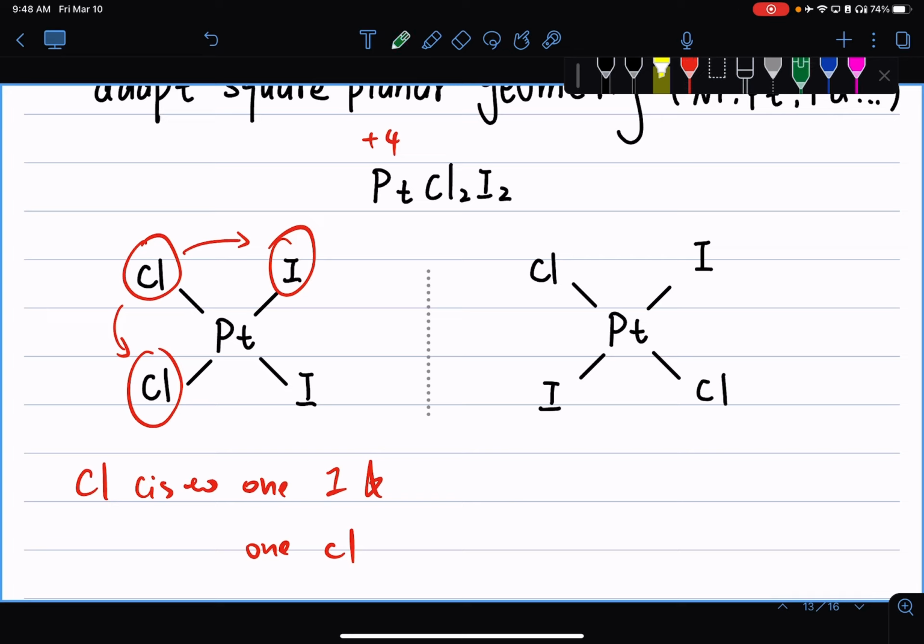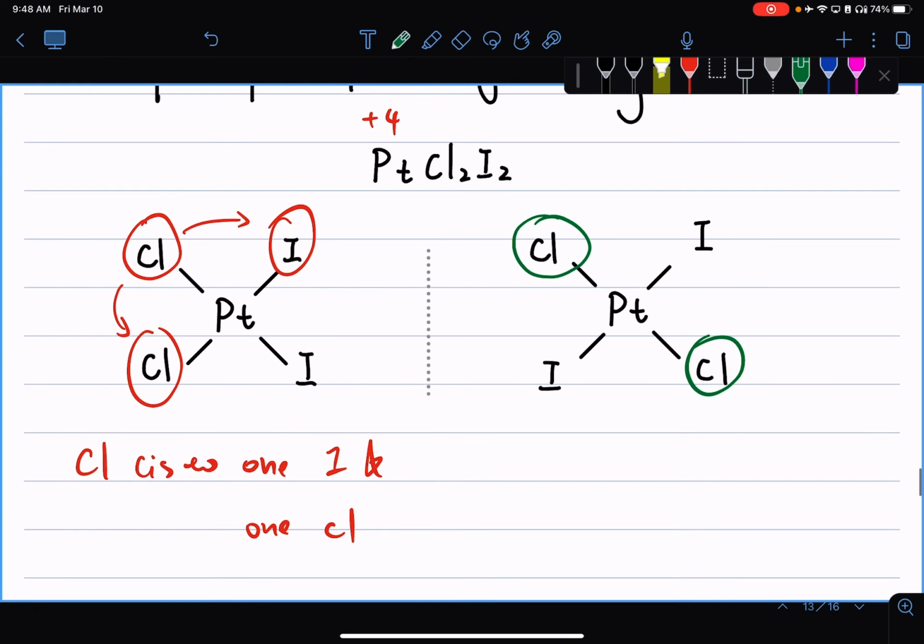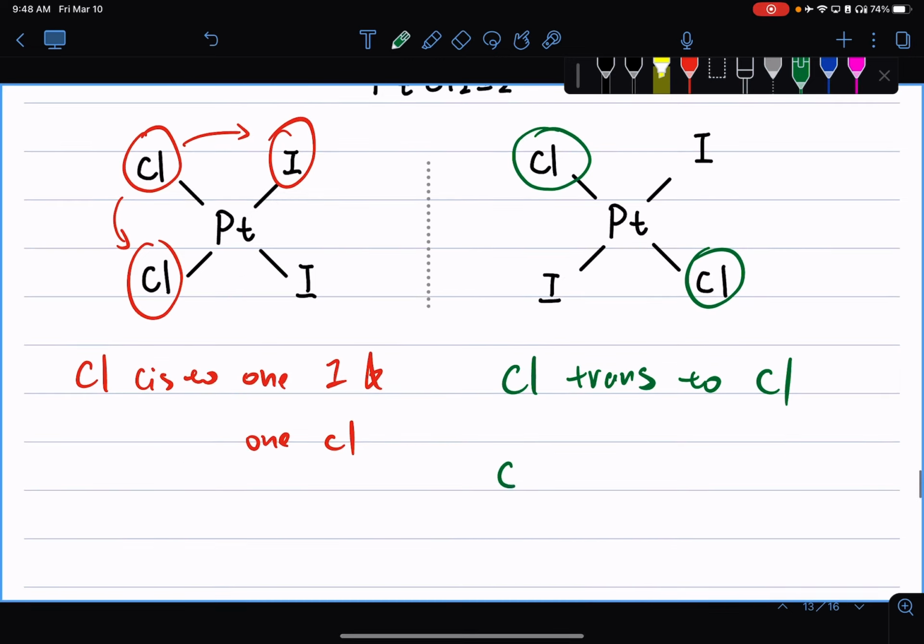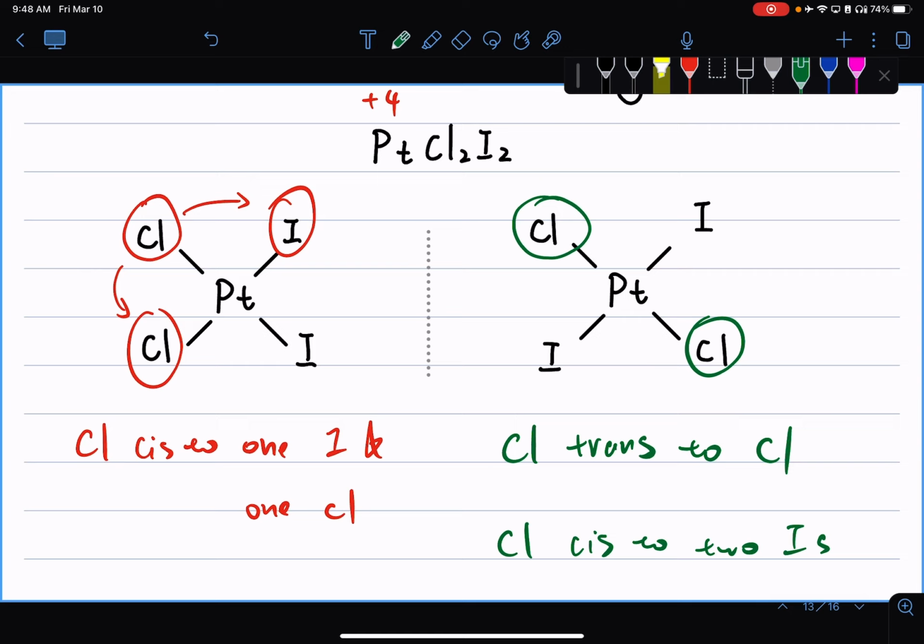Or alternatively, on the right-hand side, you have a different structure where the chloride is trans to another chloride. And this is cis to two iodines. So just some notations that will come useful. Cis just means this ligand is close to another ligand. Trans just means this ligand is 180 degrees to another ligand like that.